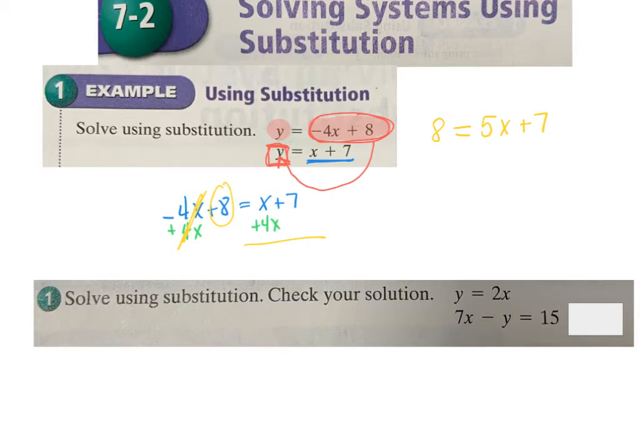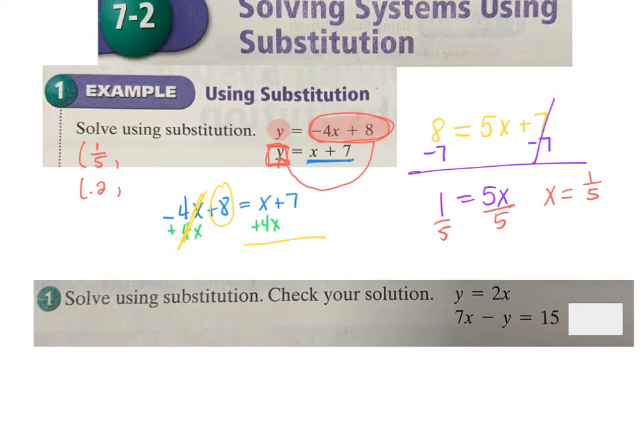I am going to move my numbers to the other side. So I'm going to subtract my 7. It cancels on the right. On the left, I have 1 equals 5x. And my final step is to divide by 5. So x is going to equal 1/5. All right, 1/5, or 0.2, depending on which way you do it, right? 1/5 or 0.2, okay?